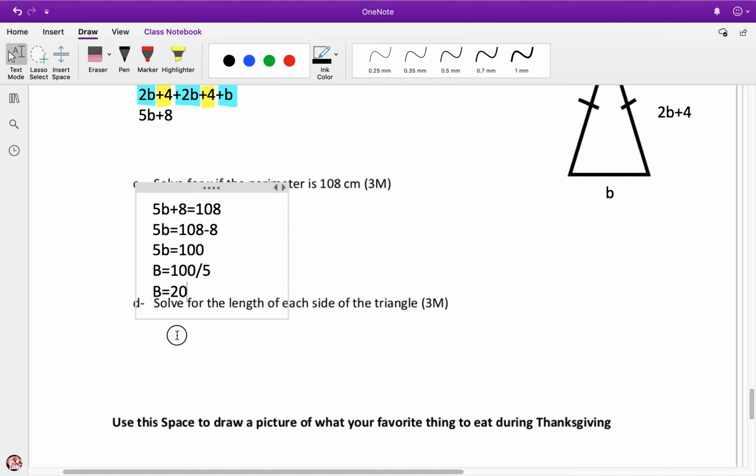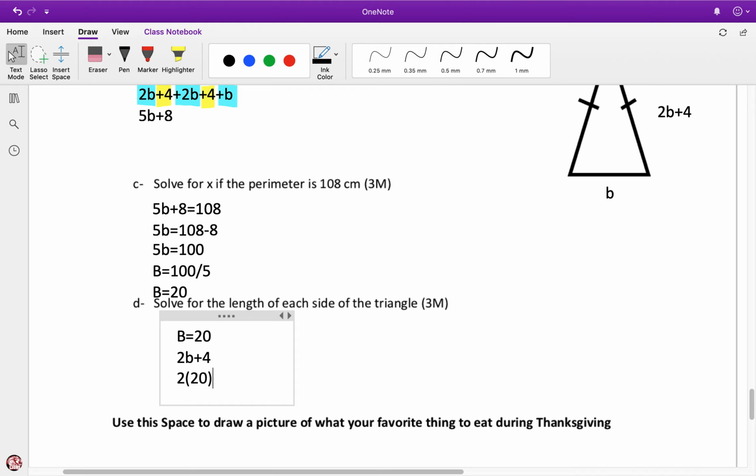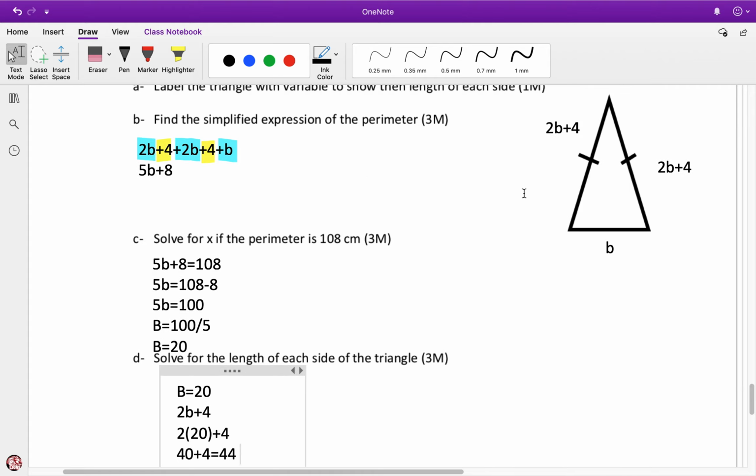So lastly, it tells me to solve for each length of the triangle. Well, the first one's easy. b equals 20. Done. Next one. So the sides are this equation here. So let's plug in the 20 into the equation where b is. So that equals 40 plus 4, which is going to equal 44. So if I were to redraw this then, this would be 44, this would be 44, and this would be 20.